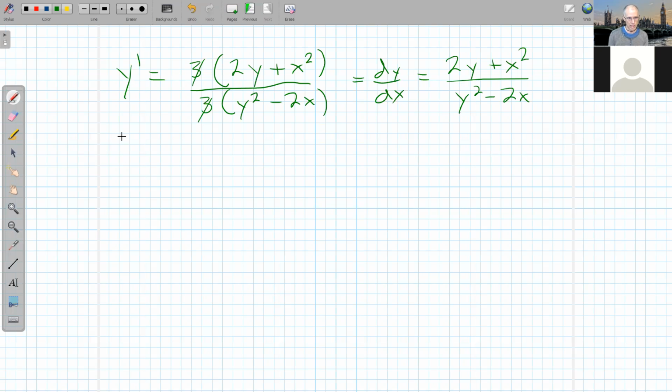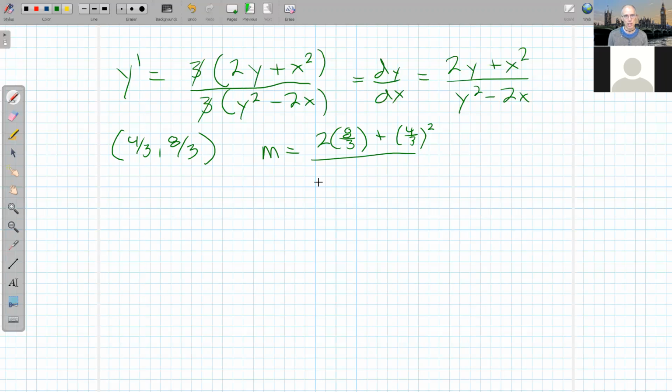So the point I'm looking at of tangency is 4/3, 8/3. And so I just need to plug that in there. So then the slope there, m, should be 2 times 8/3 plus 4/3 squared. So you get the x's and y's in the right spot. And then y squared, so 8/3 squared minus 2 times 4/3. Have everything in the right spots. I think so. All right, so let's type that into the computer.